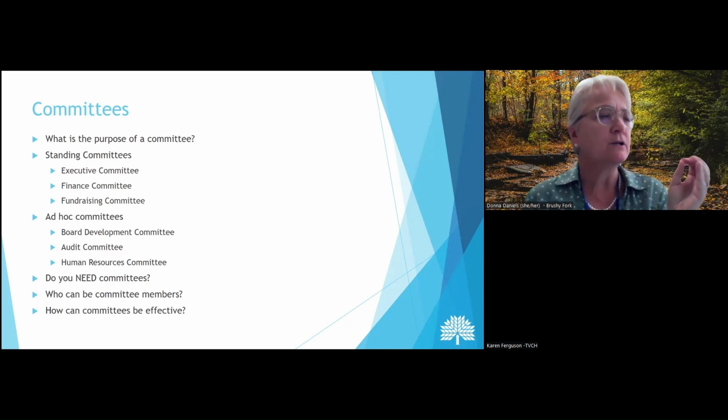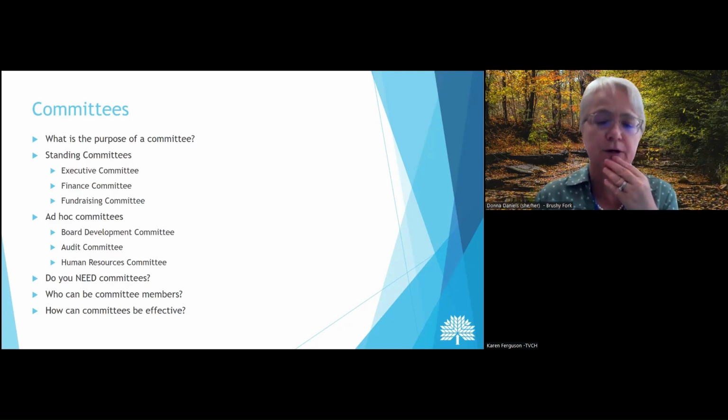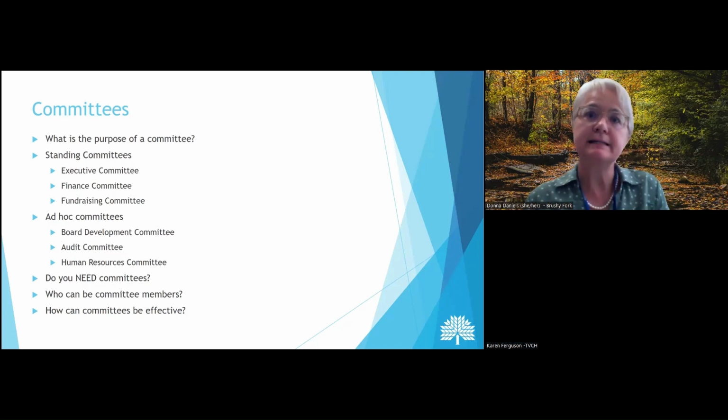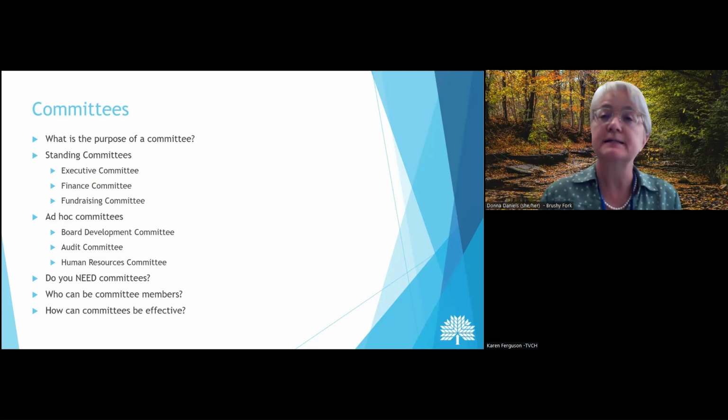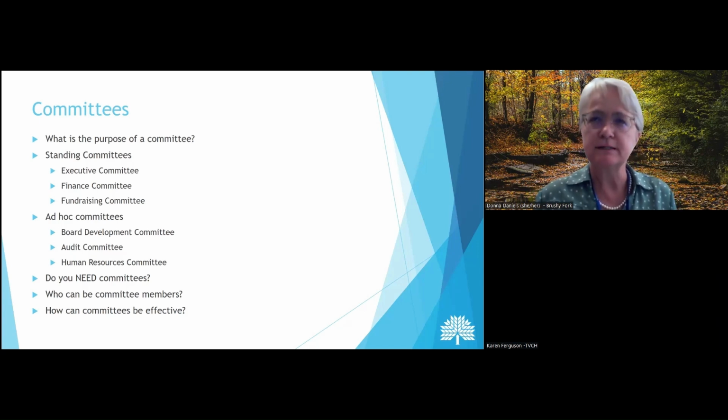Let's take a quick look at these different standing committees. So the executive committee is the first standing committee, and that executive committee almost always consists of the board officers. And it's empowered by the board to make some decisions, to take limited action on issues that arise between meetings of the full board.